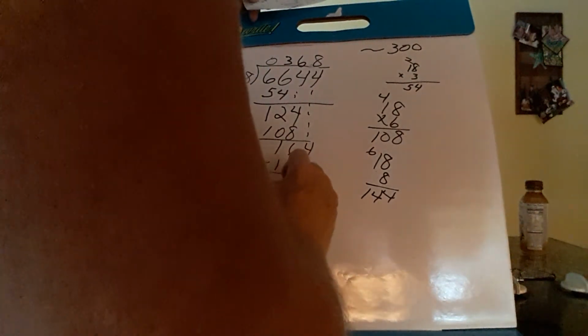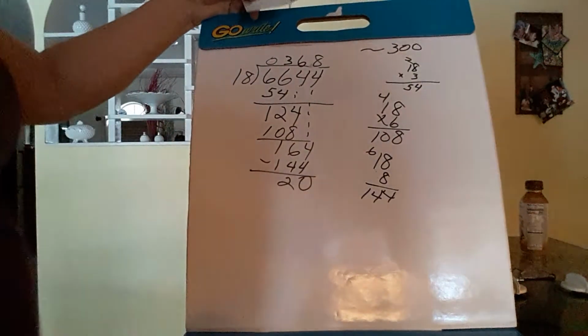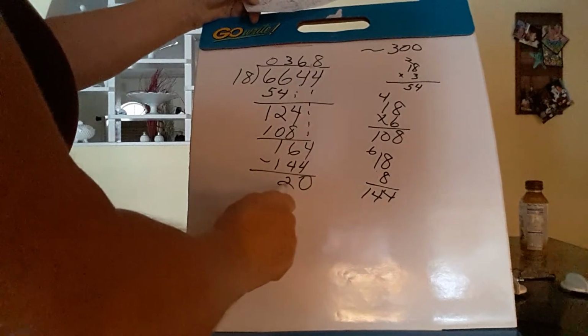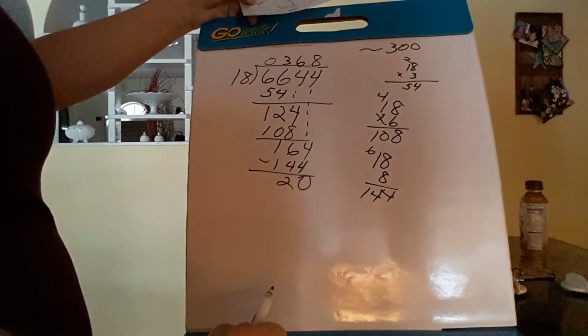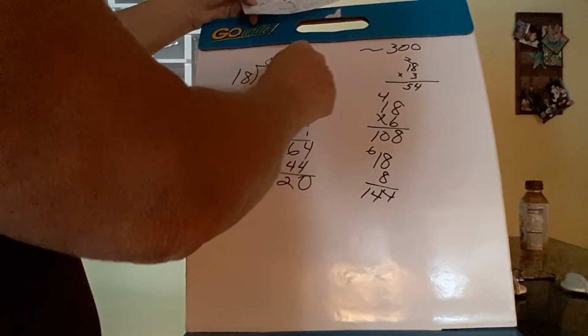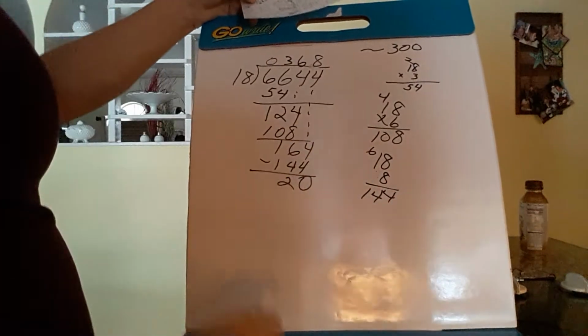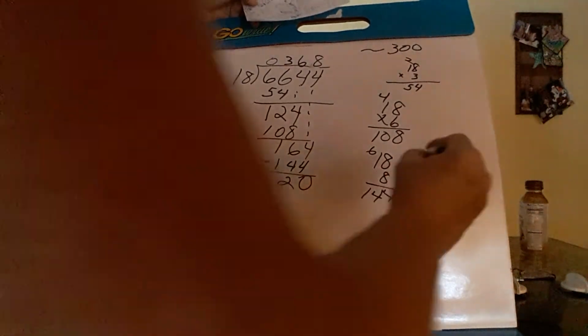Subtract 144. Okay, we have 0 here, and we have 20 here. Oops, my remainder is larger than my divisor. So that means I have enough to put another number up there. So let's do 18 times 9. 9 twos are 72, and then 9 is 162.